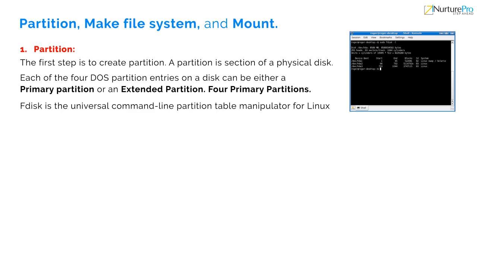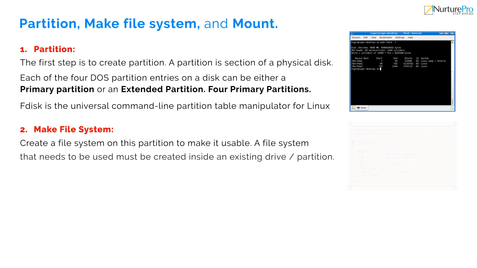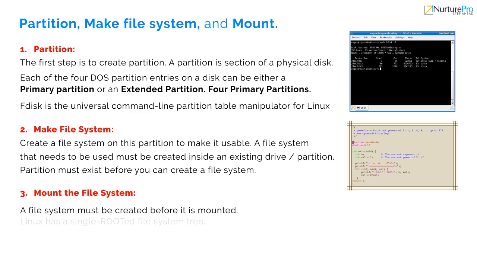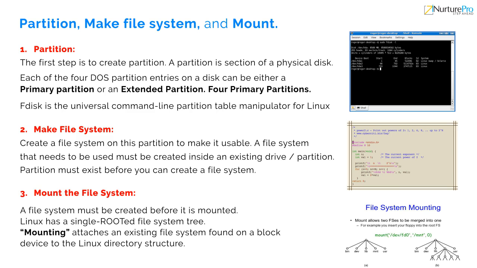Number 3. After creating a partition, the next step is to create a file system on this partition to make it usable. A file system that needs to be used must be created inside an existing drive or partition. Please note, a partition must exist before you can create a file system. Number 4. The next step is to mount the file system. A file system must be created before it is mounted.